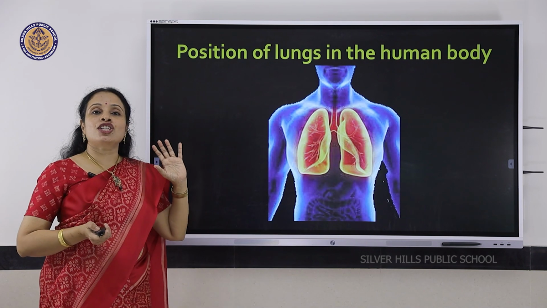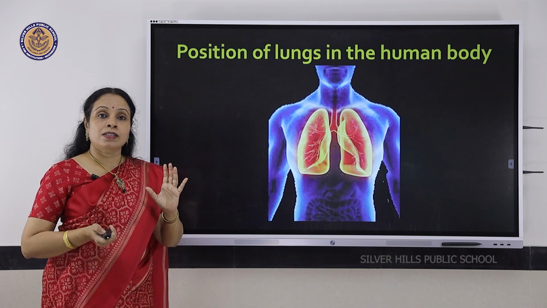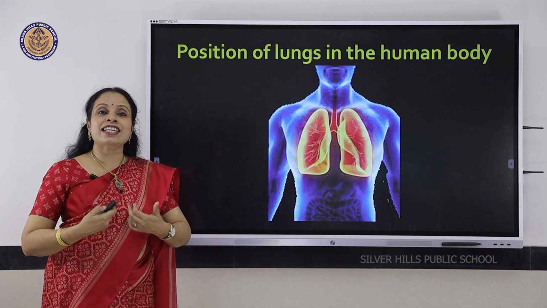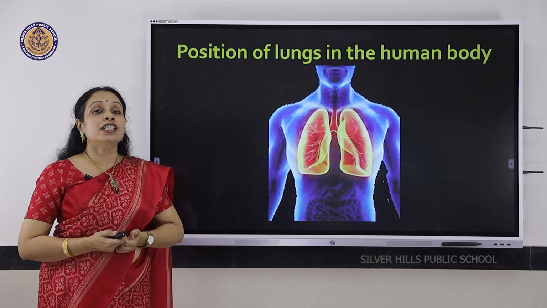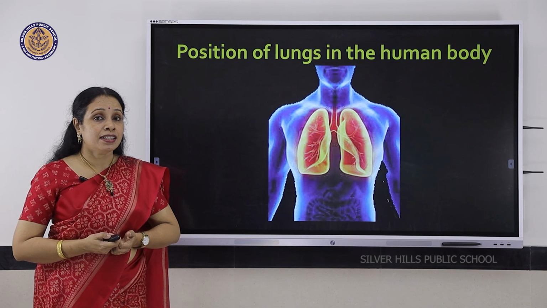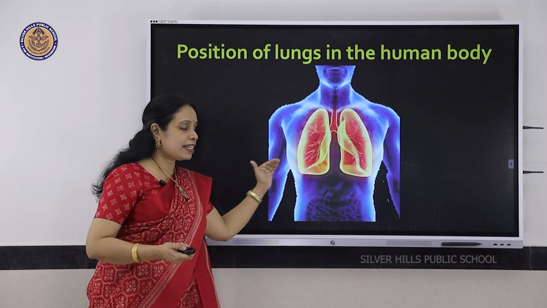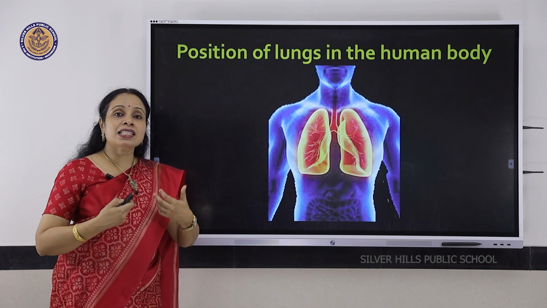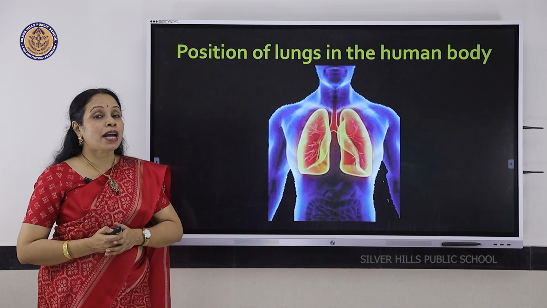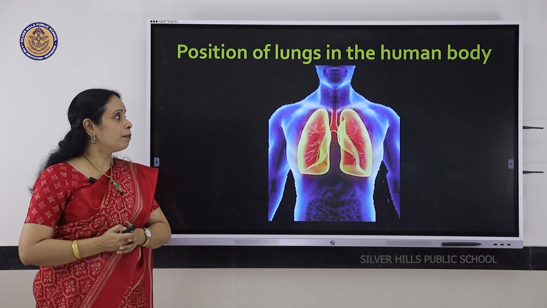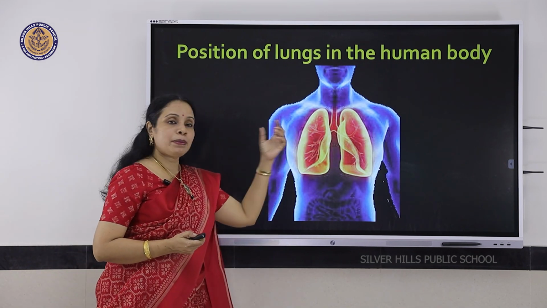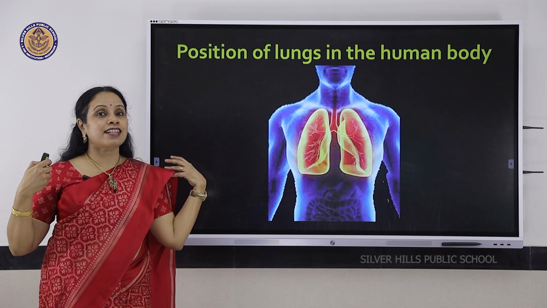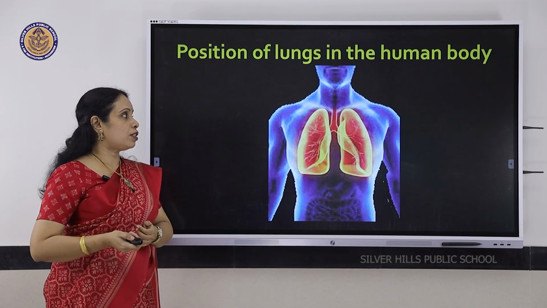So this is the position of our lungs in the human body. You can see it is situated in the chest cavity, which is called the thoracic cavity, and below it there is the diaphragm. So there are a pair of lungs. The lungs are covered by a membrane called pleura, and between the lungs there will be the human heart, and protecting the heart and the lungs there is the rib cage.